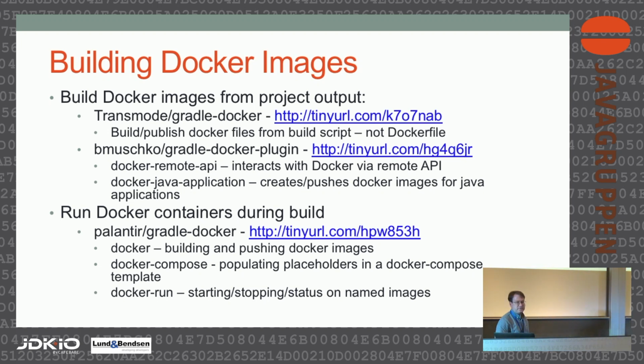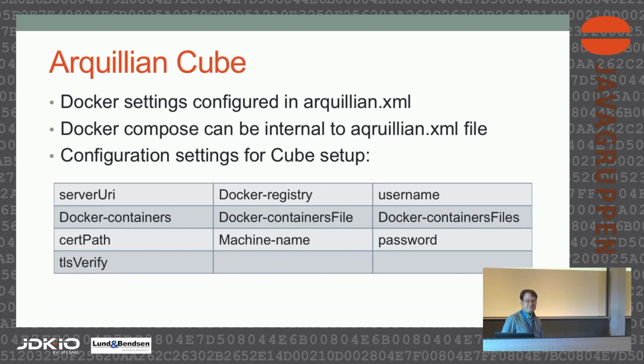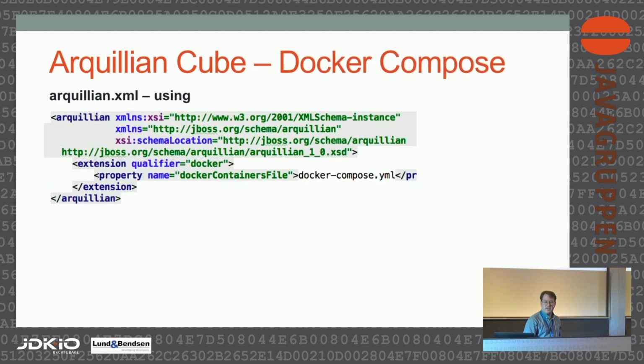So this is an example right here of building Docker images. There's several different libraries out there that you can use for building up Docker images if you're not using Docker Compose, or you have a more complicated build structure as a part of it. So for Arquillian Cube, the Docker settings get configured in the Arquillian.xml, and you've got multiple settings that you can specify. You can specify where your Docker registry is, the username that you want to use, the password, the machine, the cert path, etc. This is actually very easy to get running off the ground.